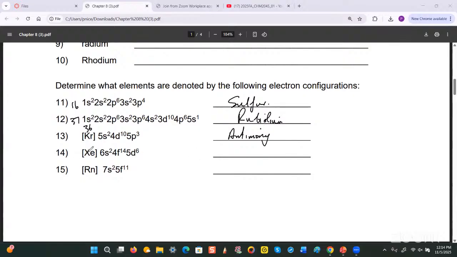What's the atomic number of xenon? 54. So we add 54 to 2, that's 56. 56 plus 14 gives you 70. And then 70 plus 6 gives you 76. So what element matches up with that? Osmium, okay.